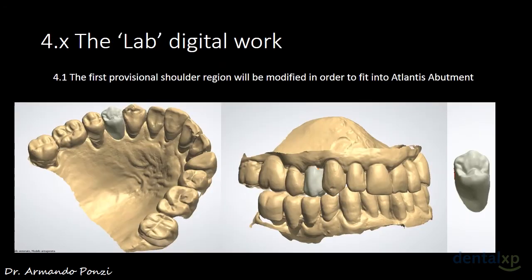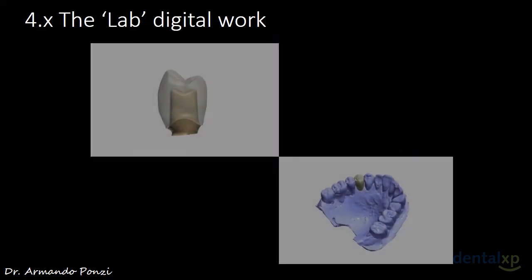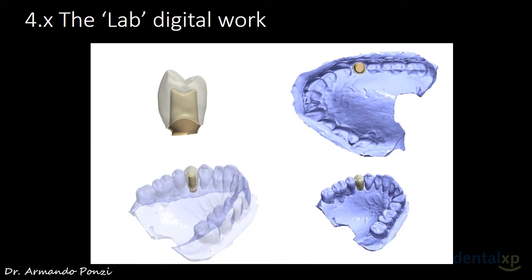And now let's go through the digital lab work. The first provisional shoulder region will be modified in order to fit into the Atlantis abutment. This picture shows how the provisional margin fits into the custom abutment, and we see their relation with teeth and the marginal gingiva.